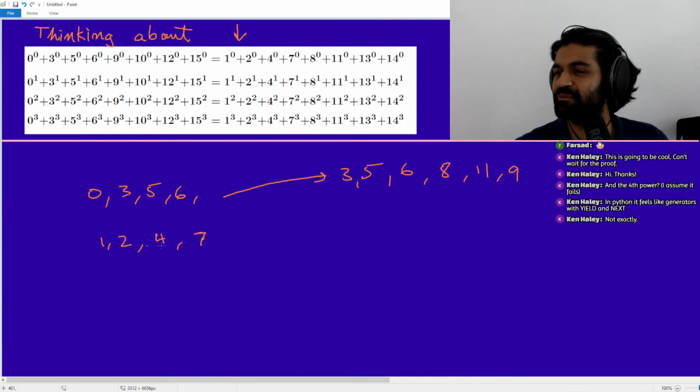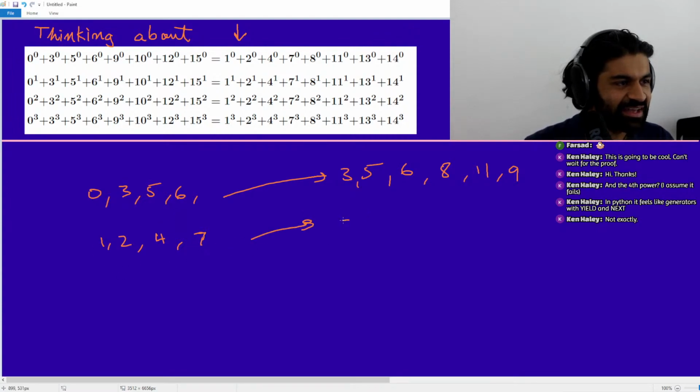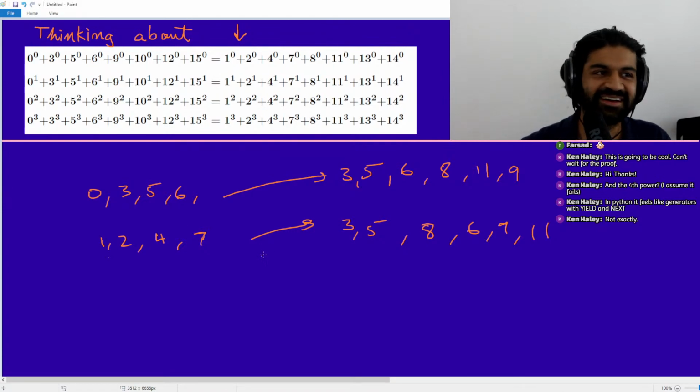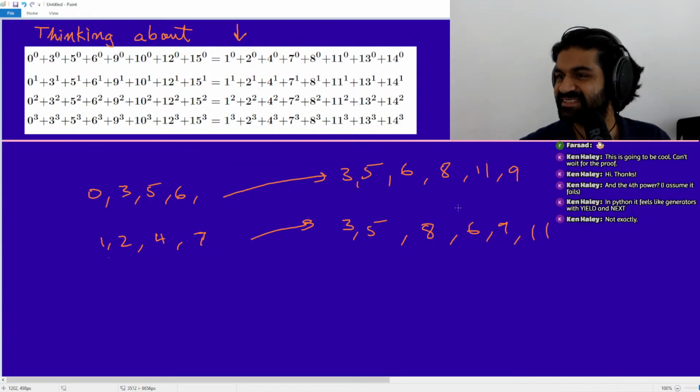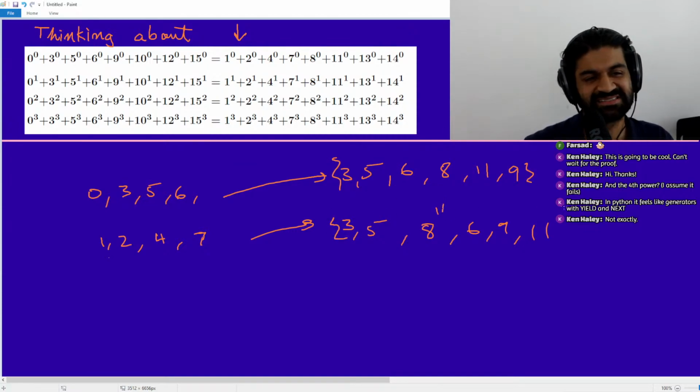Now let's take a look at what pairwise sums you get by adding all distinct elements in this list. Again, you get 3 from the 1 and 2, 5 from the 1 and 4, 8 from the 1 and 7, 6 from the 2 and 4, 9 from the 2 and 7, and 11 from the 4 and 7. Huh. Okay, so notice that as sorted lists, these pairwise sums are actually equal to each other. So this list is the same as this list.